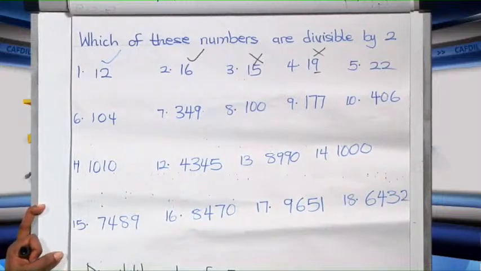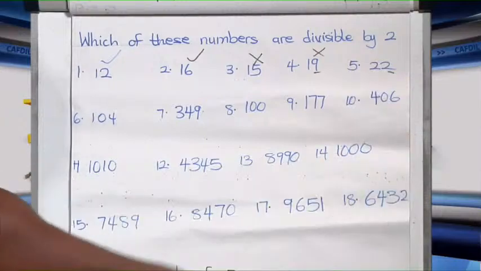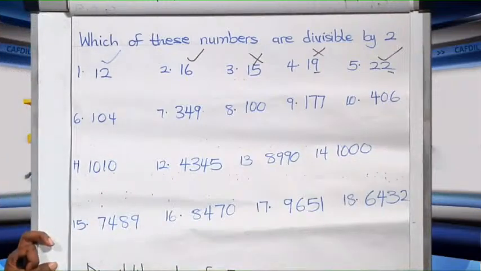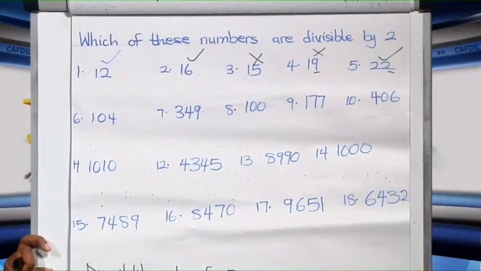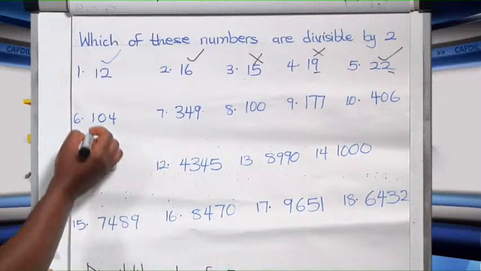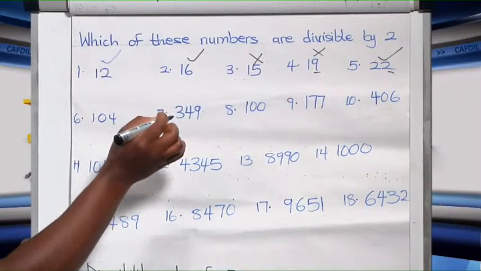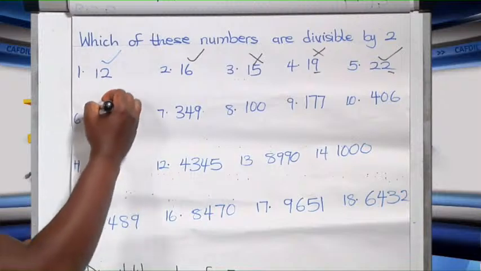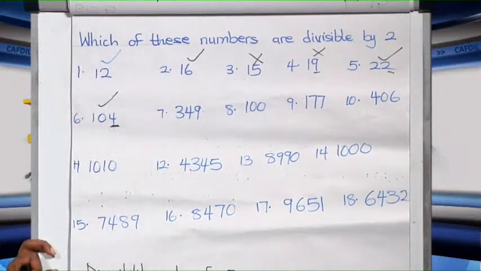What about 22? 2 is an even number. Look at the last digit. It's an even number. So 22 is divisible by 2. 104. Is 104 divisible by 2? The last digit over here is 4. Even number. So it is divisible by 2. 104 is an even number. It is divisible by 2.